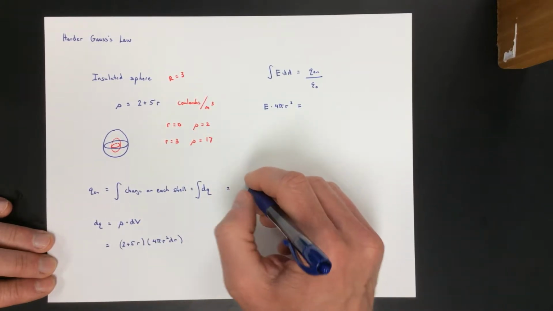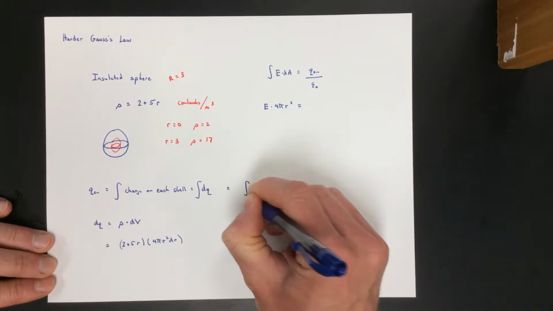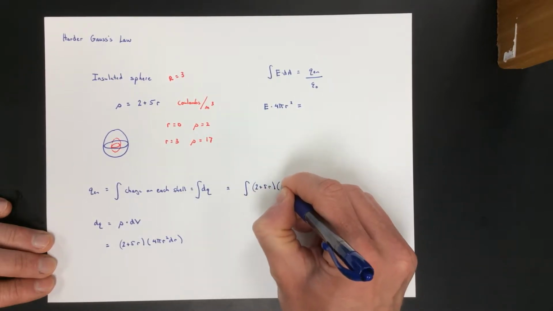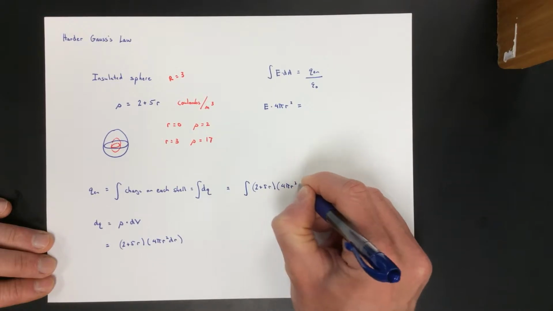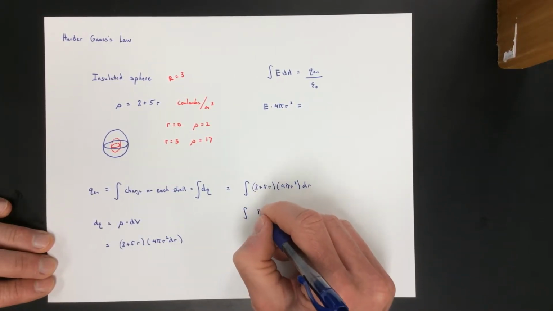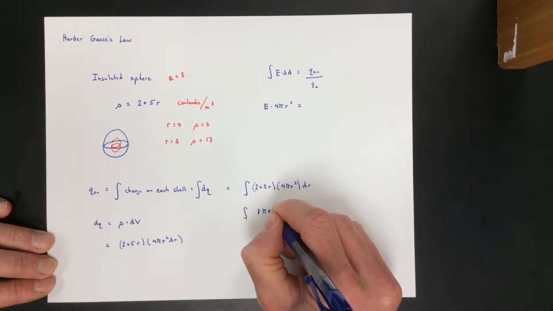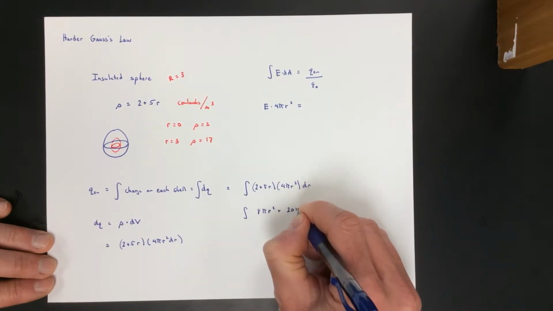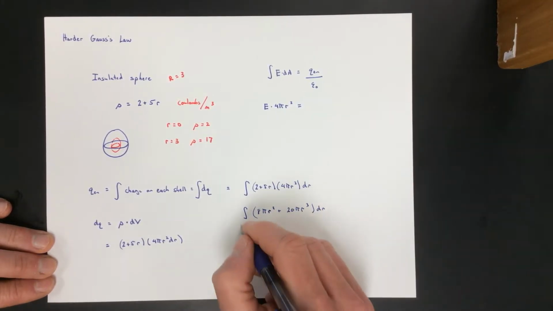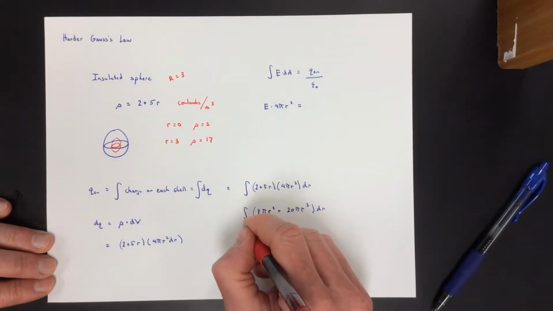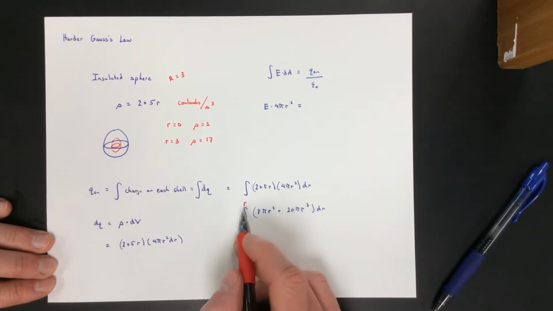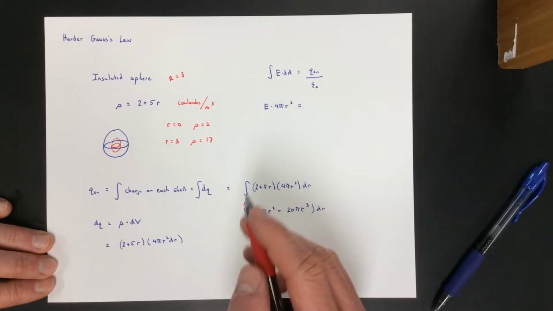So what do we want to do here to find the charge enclosed? We've got to integrate 2 plus 5r times 4 pi r squared dr. So we're integrating 8 pi r squared plus 20 pi r cubed dr, and we're going to integrate this from 0 to the r of our Gaussian surface, which is just another little r. I know those maybe shouldn't be the same, but it's fine.